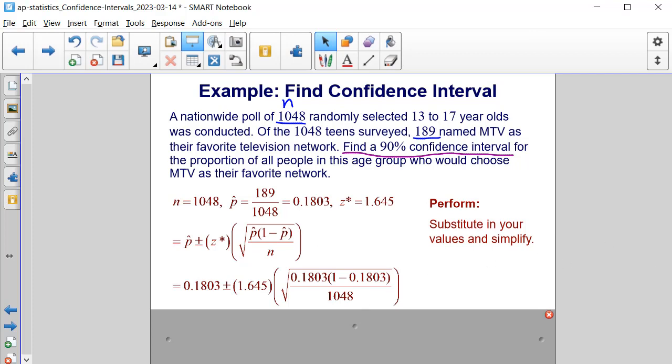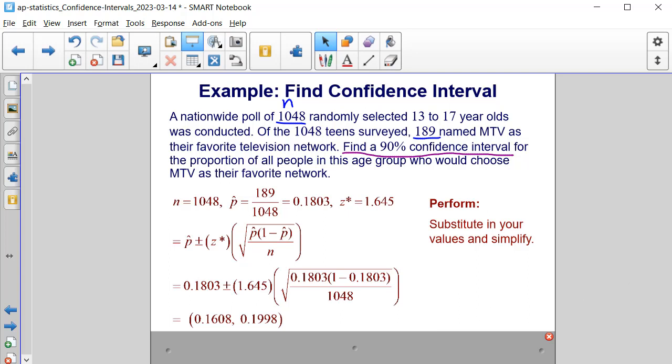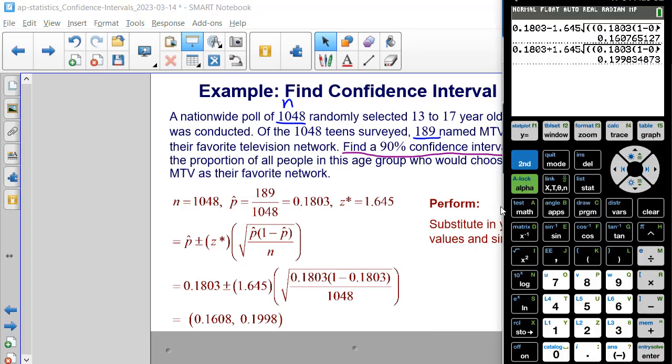And if we substitute these values into a calculator and evaluate it, we get that our confidence interval is between 0.1608 and 0.1998.